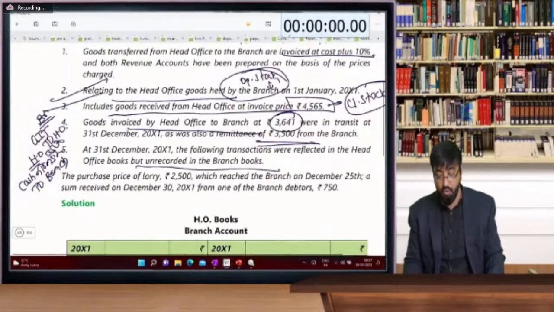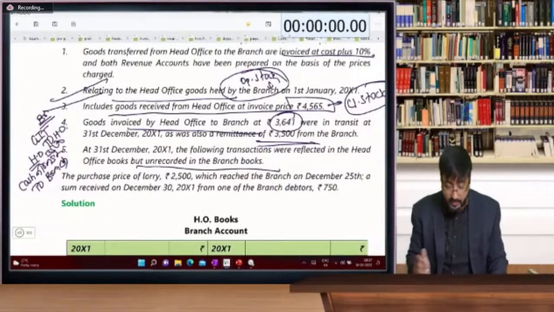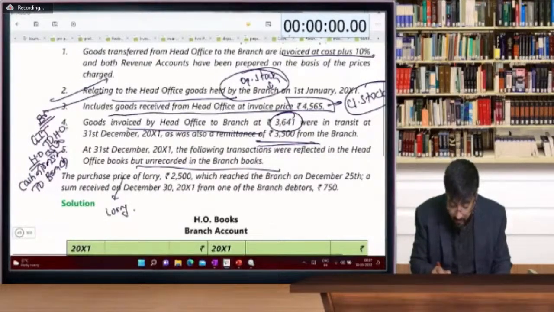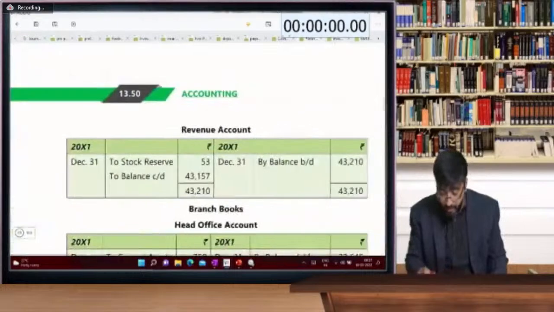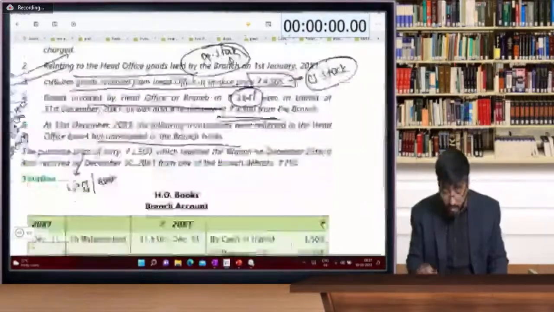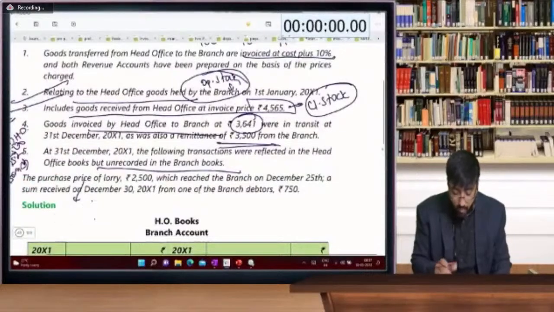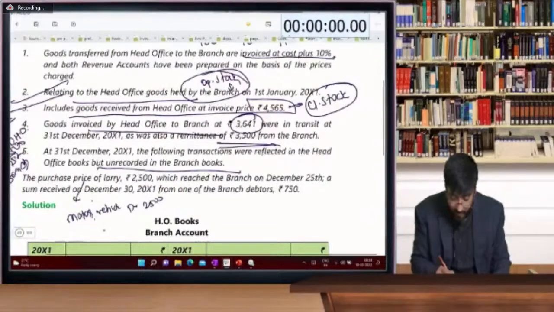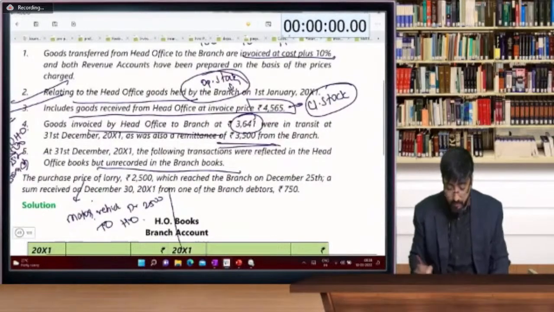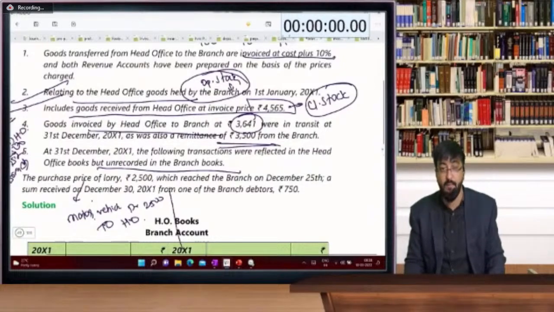Unrecorded in the branch books. Now we have to record the fifth transaction, unrecorded. The purchase price of the lorry which reached the branch on December 25th is not recorded. So what is the entry by the branch? Lorry or asset account debit. Lorry account or asset account, motor vehicle account. I will open a motor vehicle account. And to whom do you have to pay? To HO. Motor vehicle is a new item.